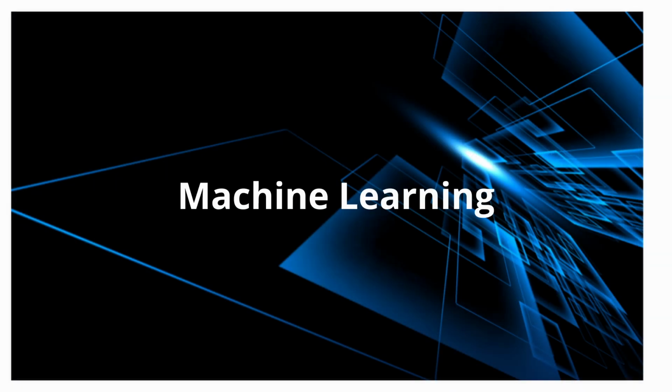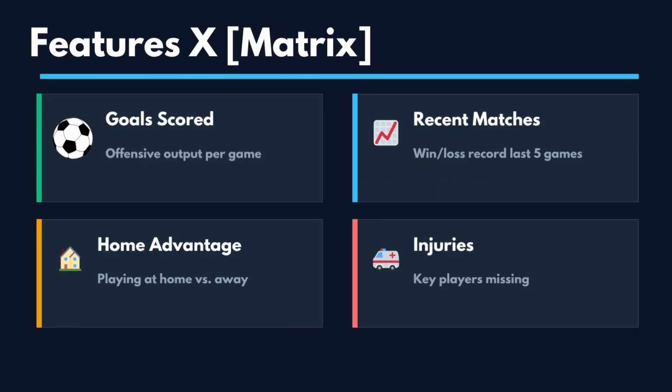Okay, now let's connect this to machine learning. The bookmaker looks at features. Things like the goals scored, recent games, the home team advantage, injuries. This becomes the model's input.